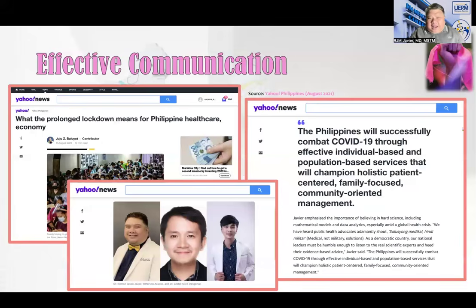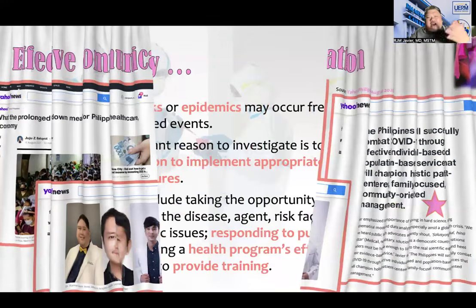Perhaps this is my last contribution to the growing pandemic. I remember being interviewed by Yahoo Philippines sometime in August 2021. In fact, when they were interviewing me, I was actually having the Delta COVID-19 back then, no? And it's imperative that you understand how we control the epidemic, not just from a clinical perspective, but even from the public health lens. And that is why we try to champion a holistic, patient-centered, family-focused, community-oriented approach to the COVID-19 pandemic. So just wanted to share these.